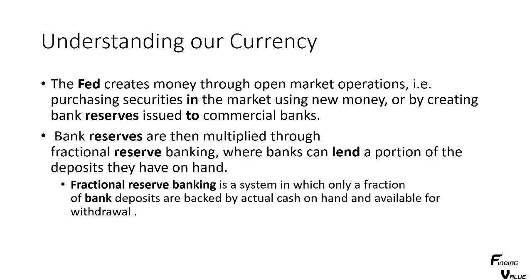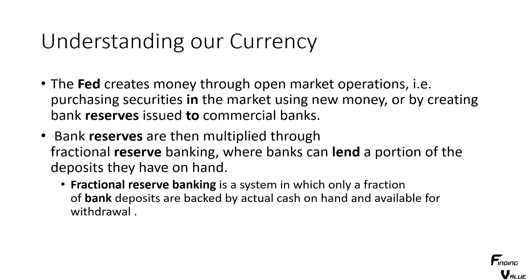So basically what this means is that the commercial banks have to lend a whole bunch of money into existence. Otherwise, it would not exist in the system and circulate. It would just sit on the bank's reserves. That is what people refer to as low money velocity. Fractional reserve banking is a system in which only a fraction of the bank deposits are backed by actual cash on hand and available for withdrawal. So we know that the loaning of money comes through the commercial banking sector.